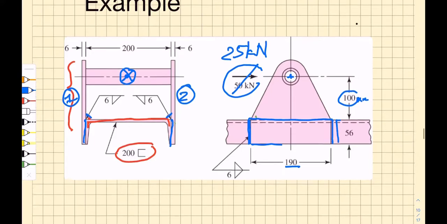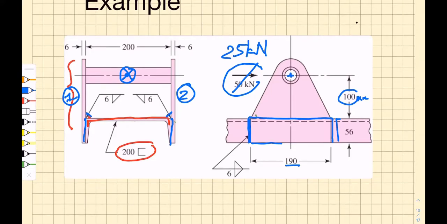Well, what we're going to do is understand that this force that's applied to this handle is going to have to be transferred to the centroid of the weld group, but we have to move it to the centroid, and as we do that, we're going to have both a direct shear force of 25 kilonewtons and a torque that's related to this distance 100 plus the centroidal distance below the top of the U channel.